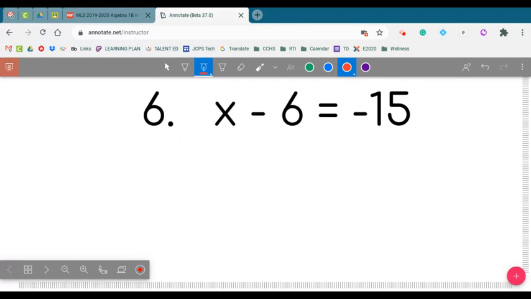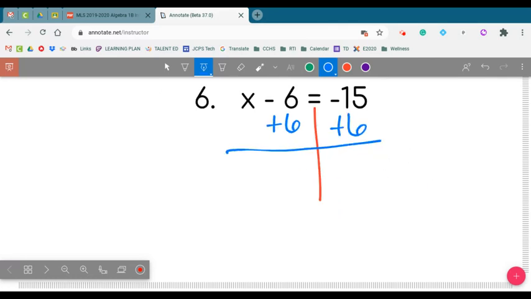Next problem, we have x plus 6 equals negative 15. So I need to get x by itself. I have negative 6, so I have to do the opposite, which is a positive 6. So I'm going to add 6, and since I have to do it to one side, I have to do it to the other side.